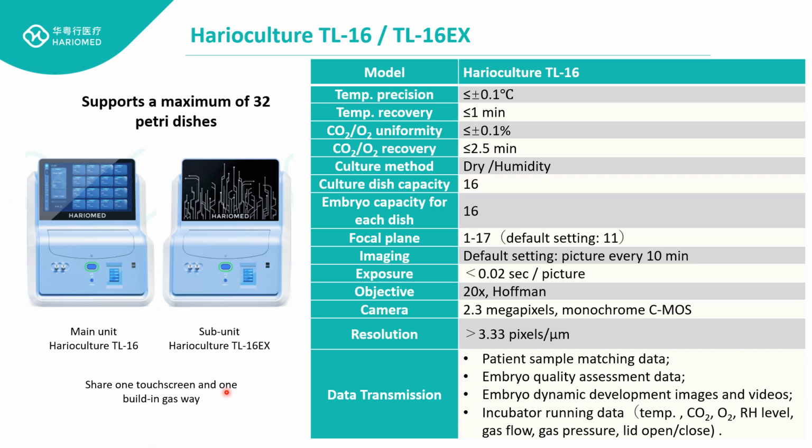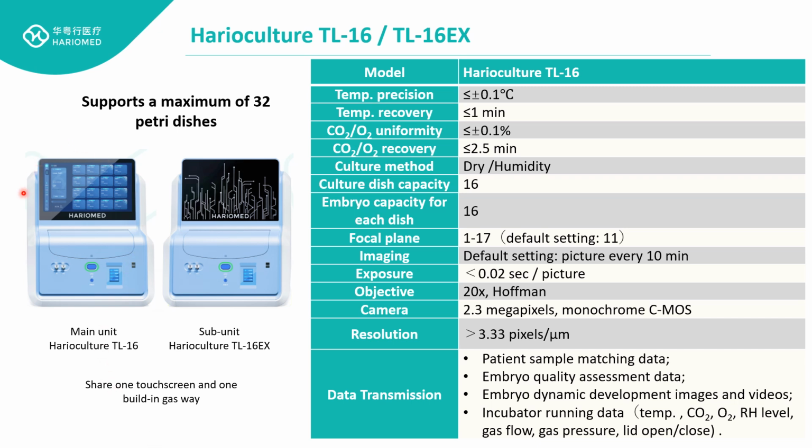So we can see this side, it is a picture of our time-lapse incubator. This one will be the main unit, and this one is a subunit. The maximum capacity for one unit will be 16 petri dishes, and each dish can hold 16 embryos. So the culture capacity will be 256 embryos at one time.